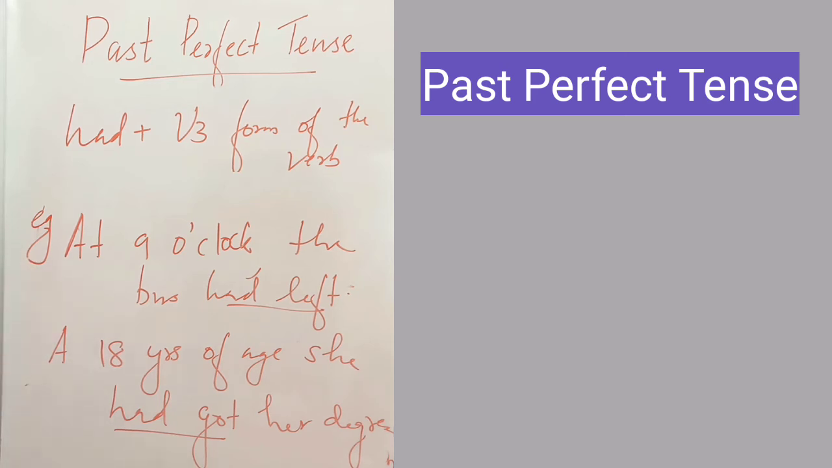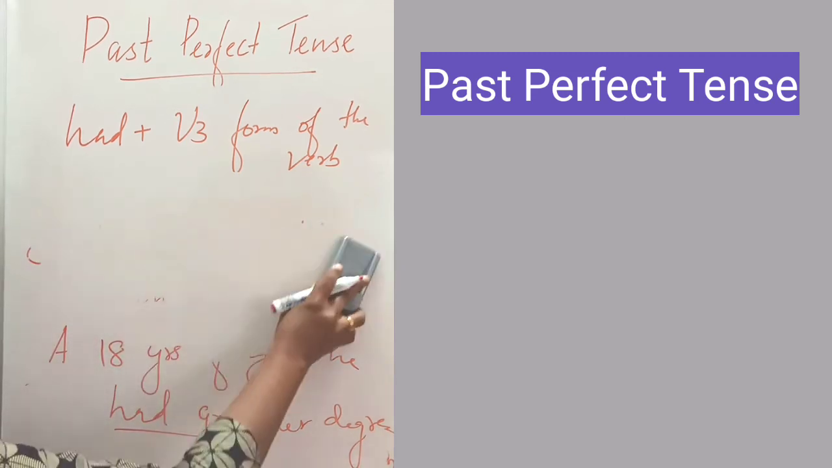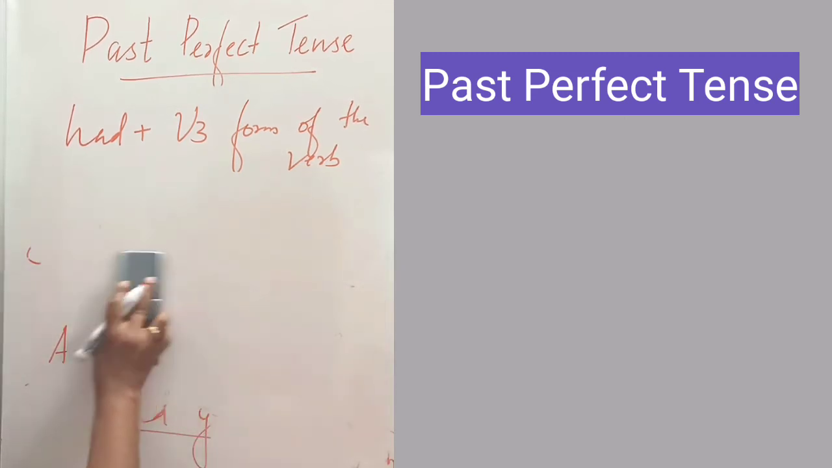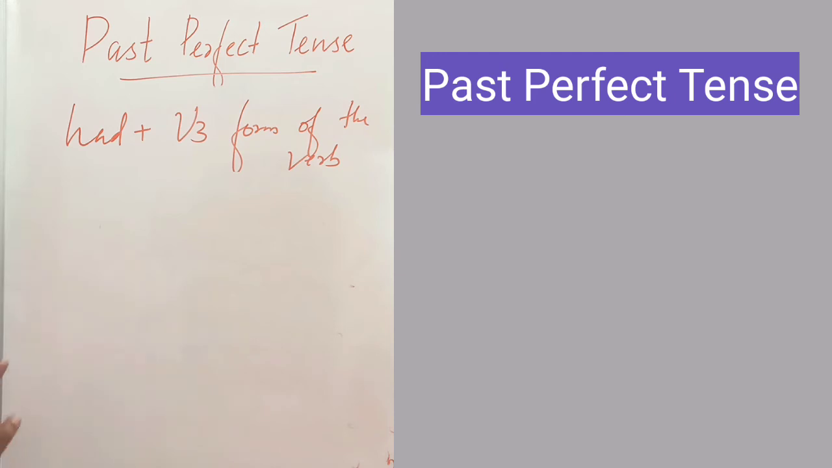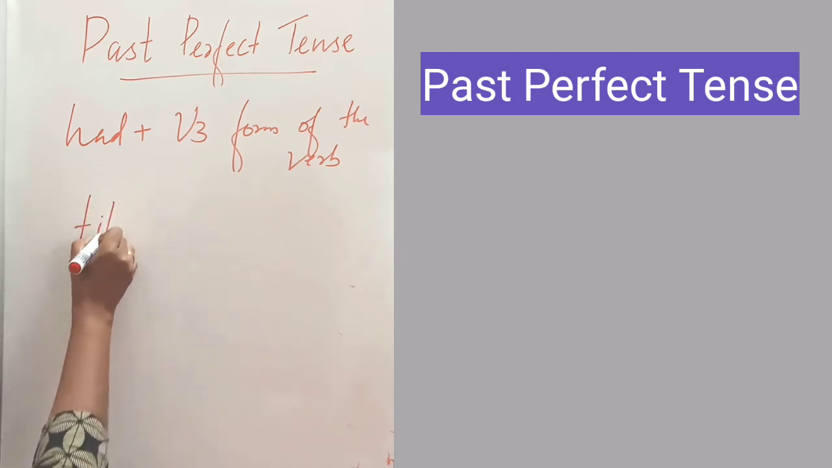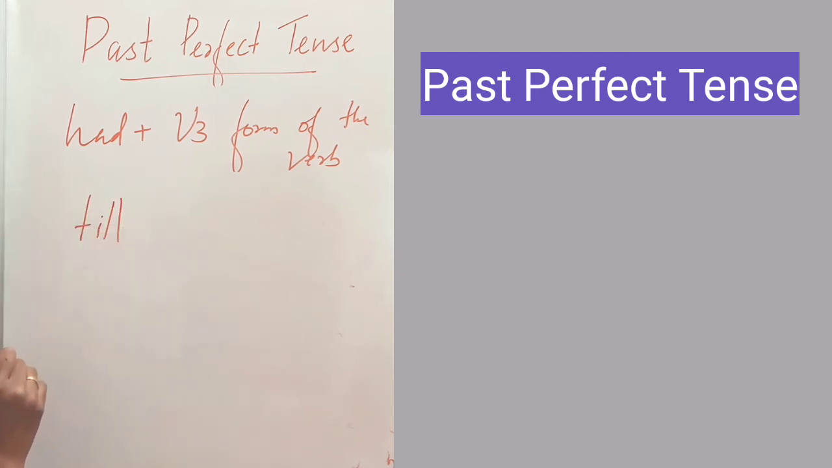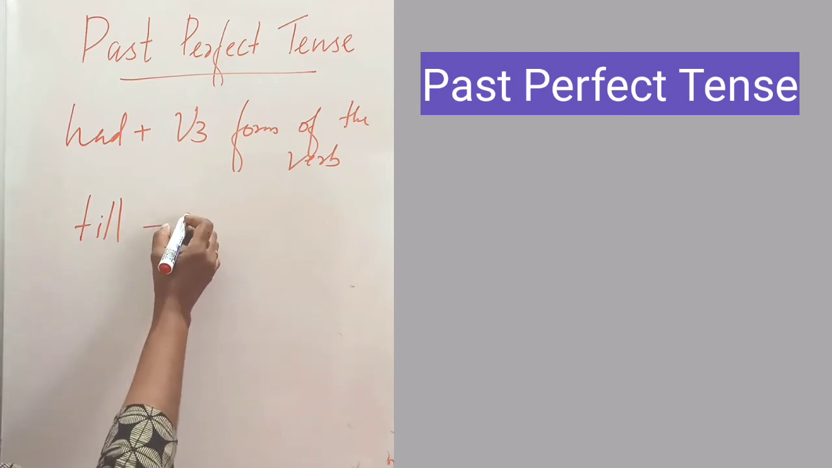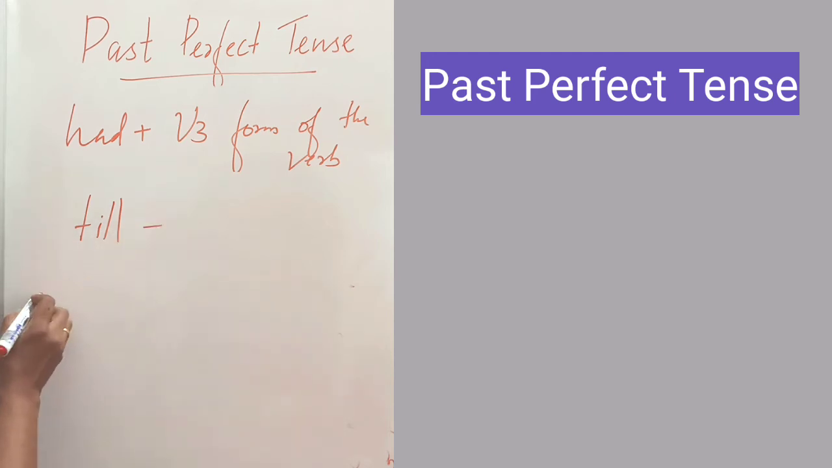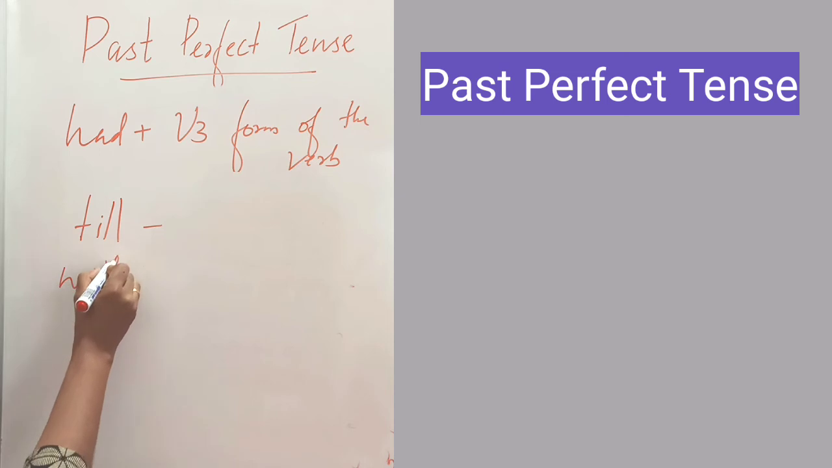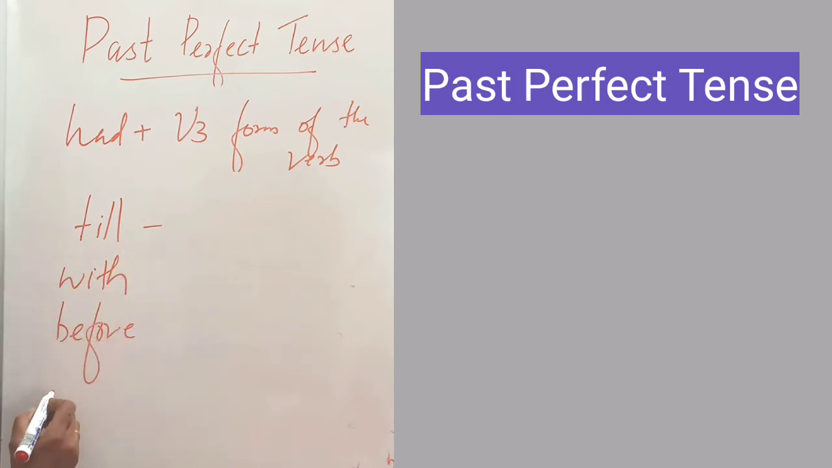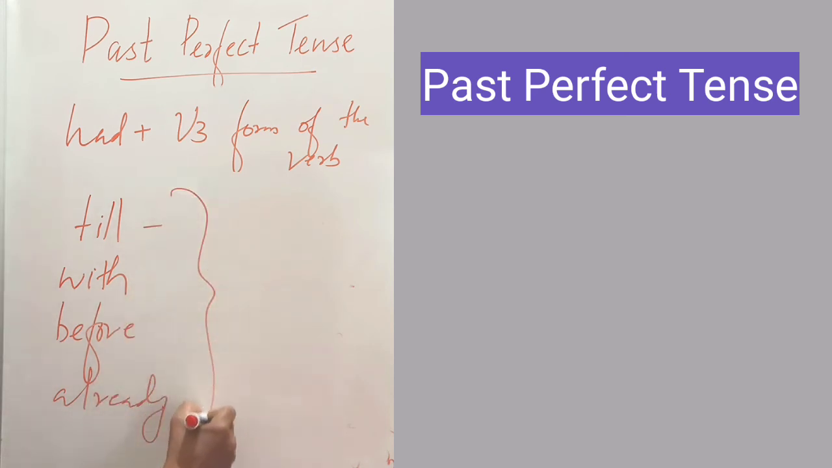Now, we can discuss some time words we usually use with the past perfect tense. One is till. He hadn't done his work till yesterday. Then another is with. Then before, already, etc. These are the main time words we usually use with the past perfect tense.